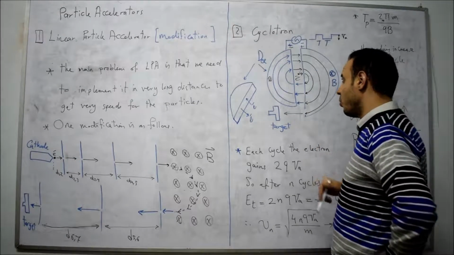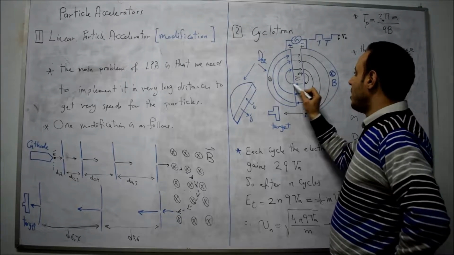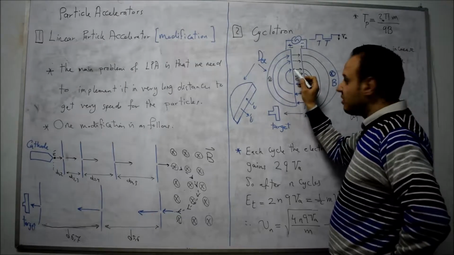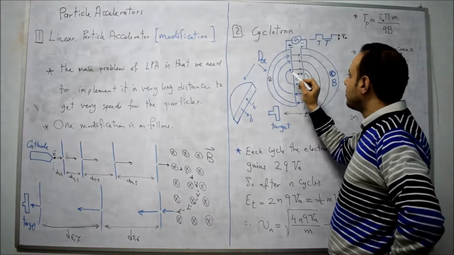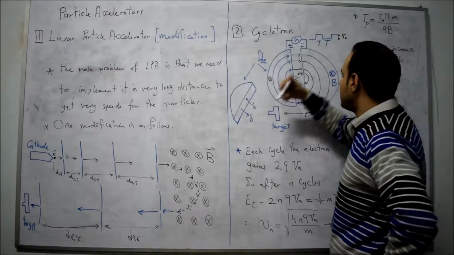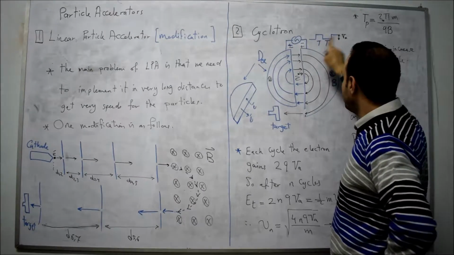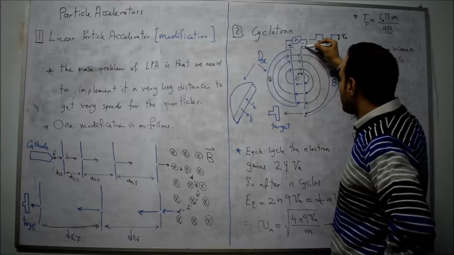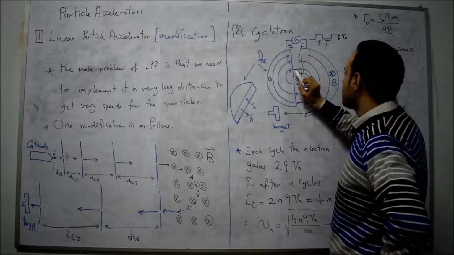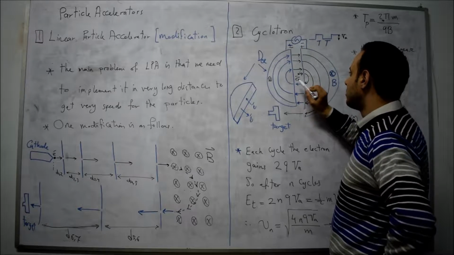And we will say why after a while. After completing this half cycle, the electron will be here. So we need to repeat this. So this will be flipped. This will return back to a positive, and this will be a negative. So the electron will be accelerated more.